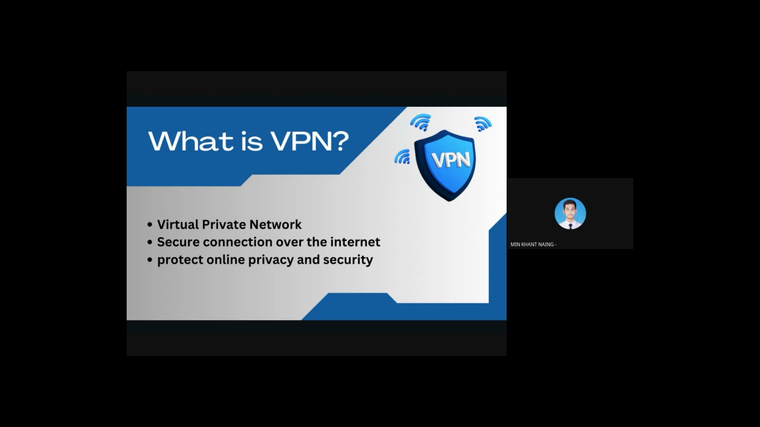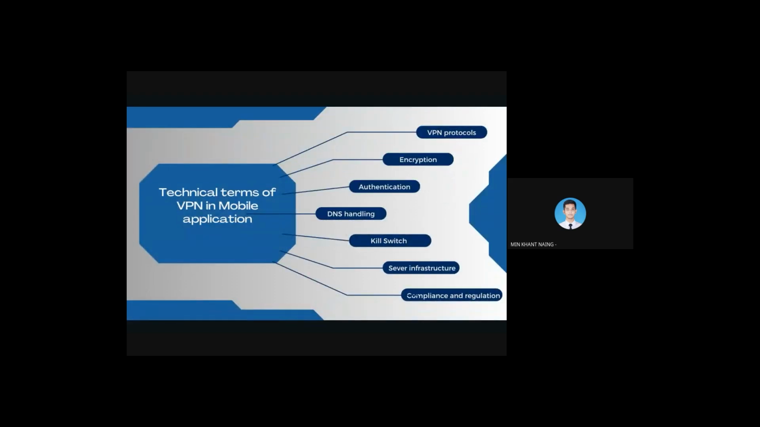So let's see the technical terms. There are seven technical terms of VPN in mobile applications. The first one is VPN protocol. VPN protocol is about establishing a secure connection. Each protocol has its strengths and weaknesses in terms of security, speed, and compatibility with different mobile platforms. That's called VPN protocol. And then the second one is encryption.